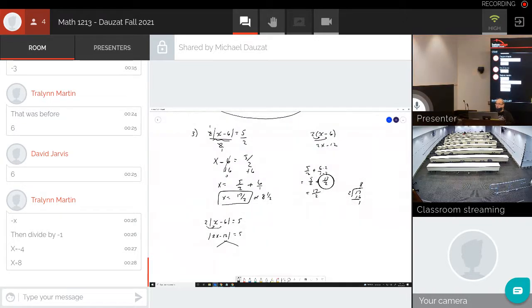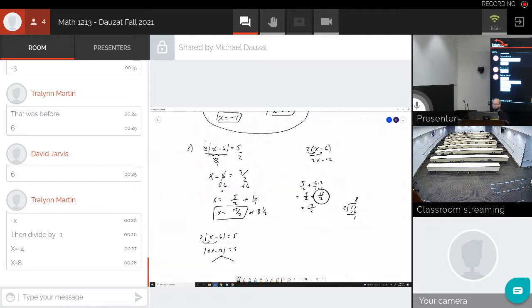Oh, I'm so sorry. I messed up here, did I? What did I forget to do? Yeah. All right. So remember, I wasn't paying attention, and this is an absolute value equation, right? So I should have said the absolute value of x minus 6 equals 5 halves, right? And then split it apart.